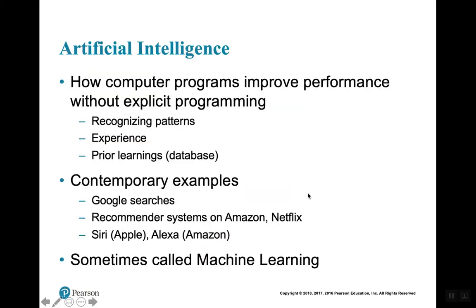So AI, artificial intelligence, is how a computer program can improve performance without having somebody sit down and program it. There are a bunch of different techniques: pattern matching, which we've talked about, experience, prior learnings, gathering this information and then coming back and analyzing it. We see this behind the scenes in a whole bunch of things. Google searches are an example. When you do a Google search, you get a response back in half a second, not even a full second. There's a lot built into that which helps facilitate the search.